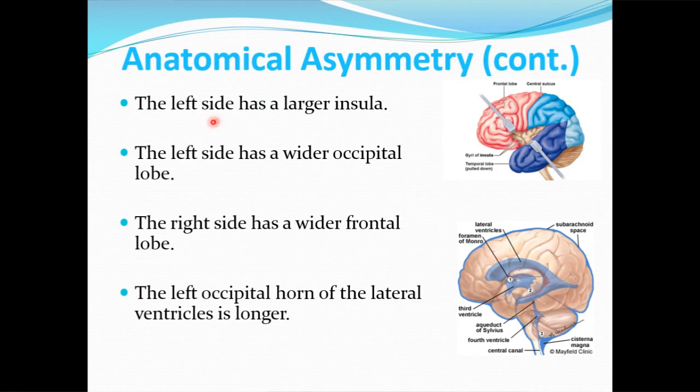Now, the left side of the brain has a larger insula. You remember in this picture, if you come for the brain dissection, you'll see you can actually pull apart that part of the brain, and you can take a look in there. You can see here they use fork-like things to just pull it apart, and the left side has a larger insula. The insula is that part inside there. The left side has a wider occipital lobe. The right side has a wider frontal lobe. And the left occipital horn of the lateral ventricle is longer. I've put this picture in here just to remind you where the ventricles are.